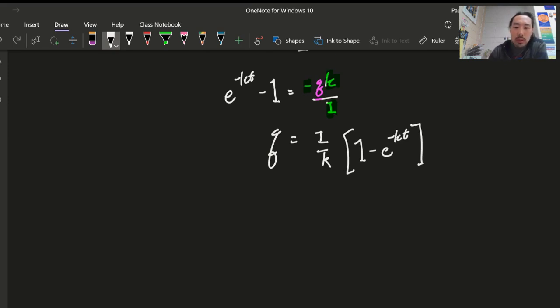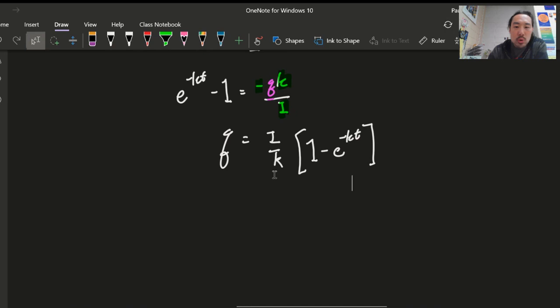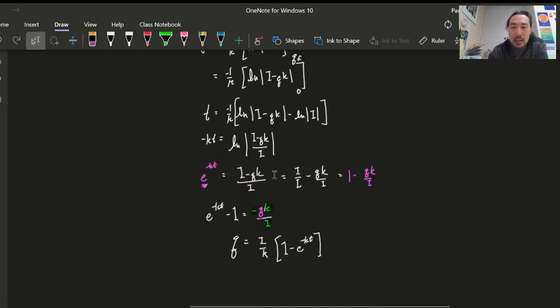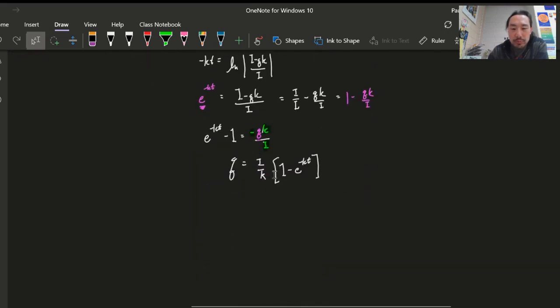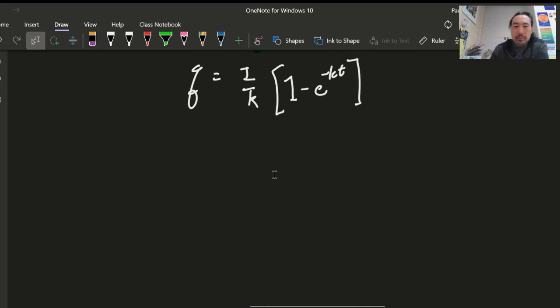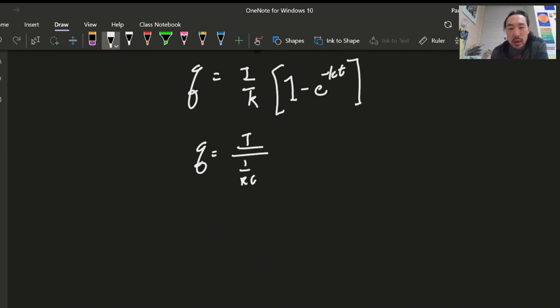All right, so at this point, what we can do is resubstitute back in that k, and let's see what we made that k. We made k, going back, 1 over RC, okay? And so we get q is equal to I over 1 over RC, and this just turns into I R C times 1 minus e to the t times 1 over RC. So that gives us RC like so.